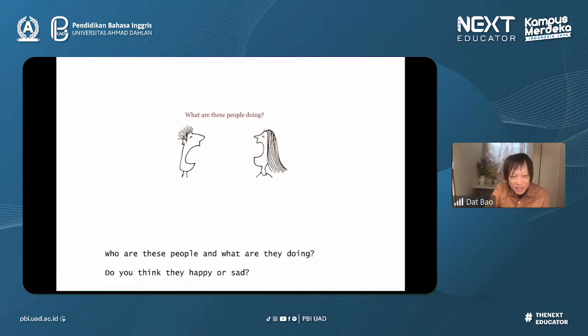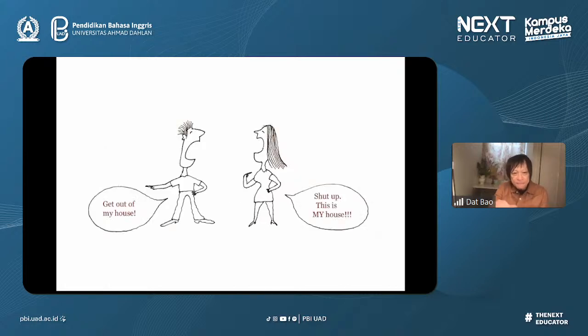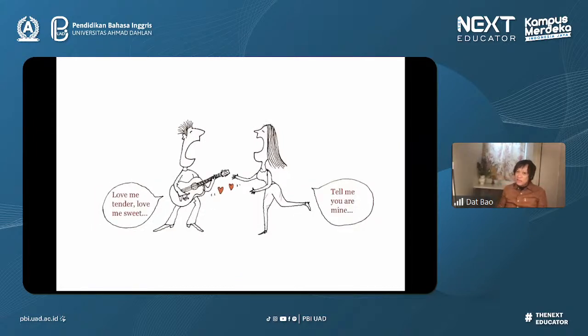Very good explanation. Okay, so when my student gave me their picture, I redrew it because I didn't have their picture now. I redrew them, but with their ideas. One is fighting. Yeah, one of you guessed correctly. Very good. Fighting, and they're angry, or they're sweet. They're singing a love song.